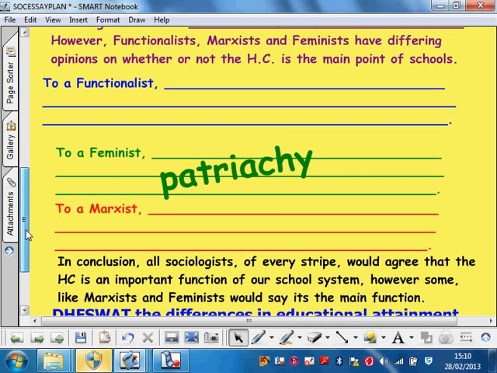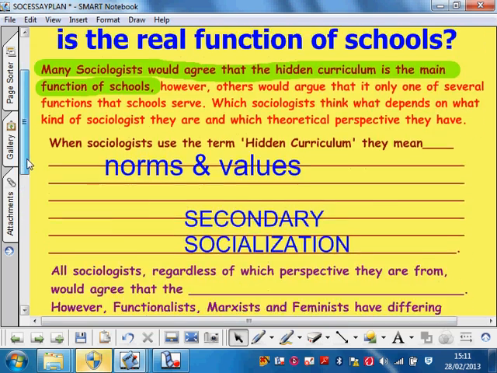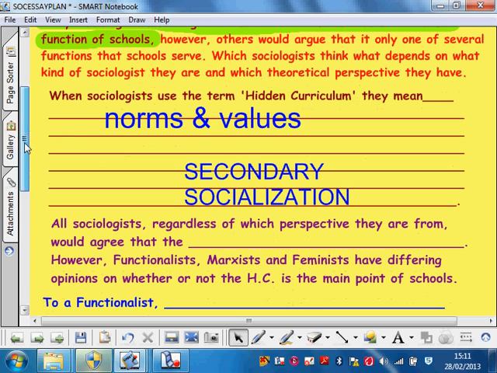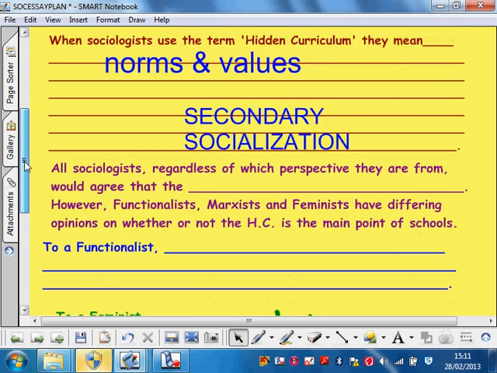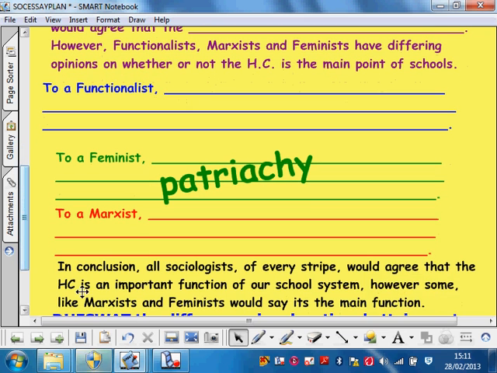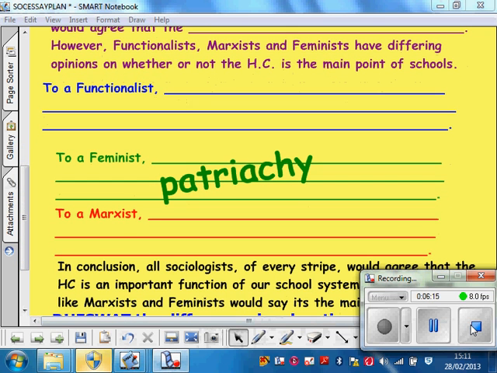Right, so in conclusion, what does that mean? It means we're finished. All sociologists of every stripe, that means every type, would agree that the hidden curriculum is an important function of our school system, comma. However, some, like Marxists and feminists, would say it is the main function. And that, I would say, is a pretty good essay. Start to finish: introduction, explain what the hidden curriculum means, what the different types of sociologists, different theorists, say, and a nice little conclusion at the end. And you're done.